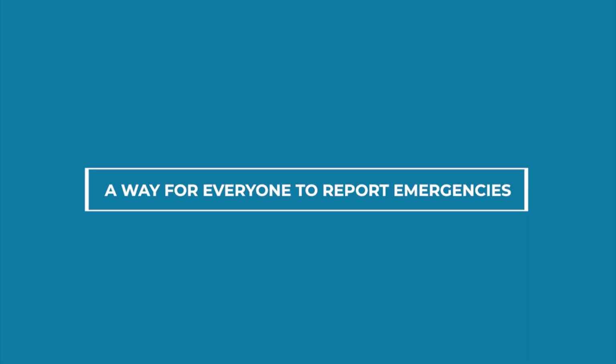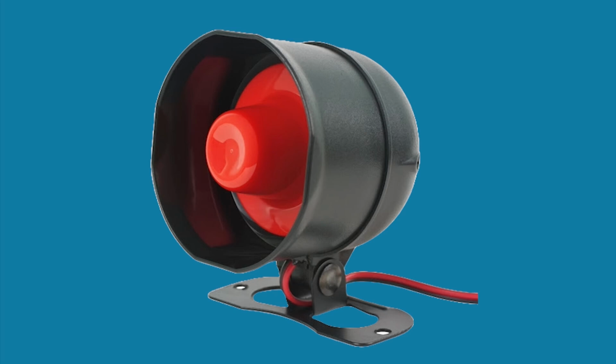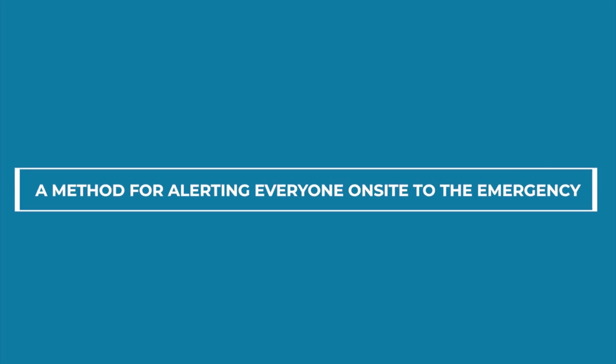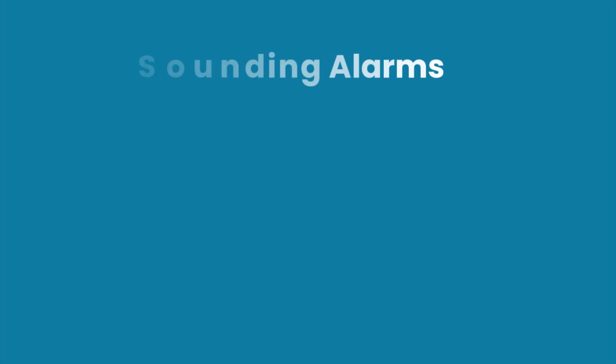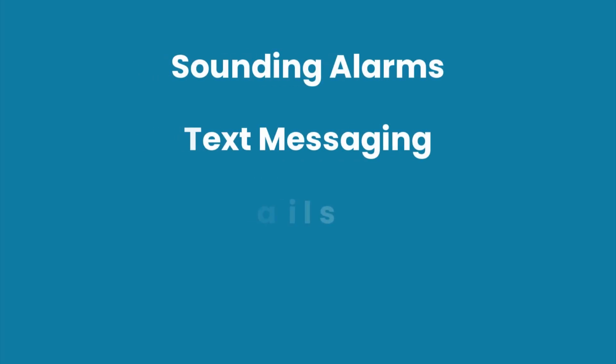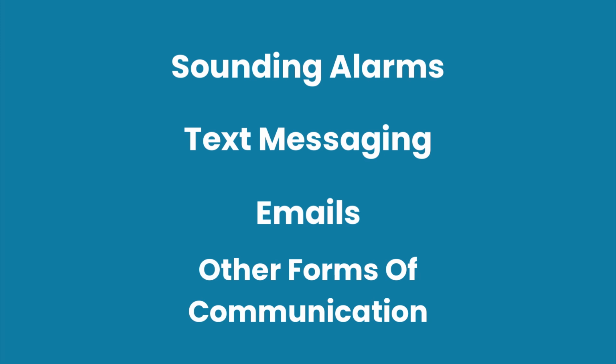First is a way for everyone to report emergencies. This may mean taking actions such as sounding an alarm, making an announcement, or contacting a supervisor. Second is a method for alerting everyone on-site to the emergency. This can be done through sounding alarms, text messaging, emails, or through other forms of communication.